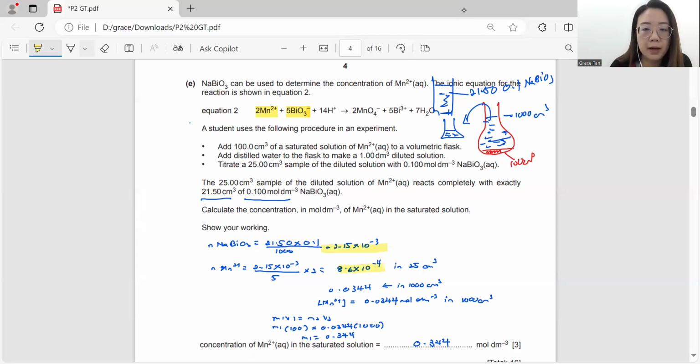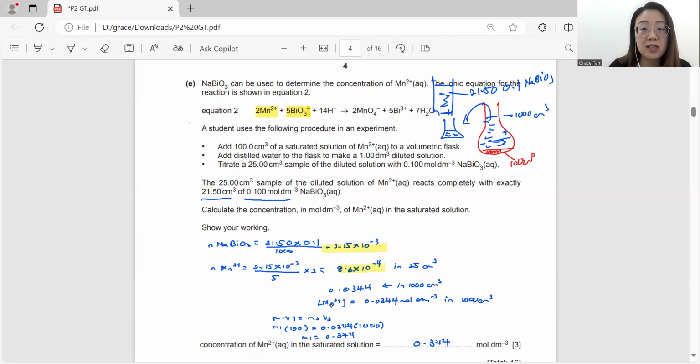You need to find backwards to the volumetric flask, which is 1000. So in 1000 cm³ over here, all right? So what is the number of mole? If 25 cm³ is 8.6, 1000 cm³ is 0.0344. So the whole volumetric flask, the number of mole is 0.0344. Okay, now concentration therefore will be 0.0344 mole in 1 dm³. 1000 cm³ is 1 dm³. So hence this is my concentration.